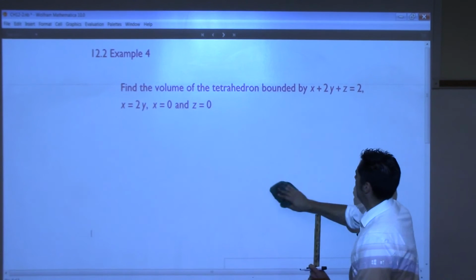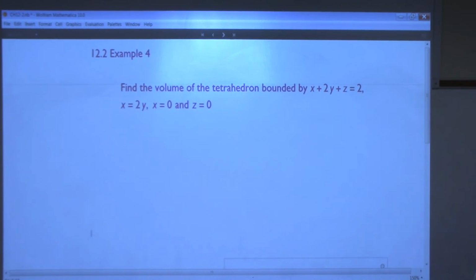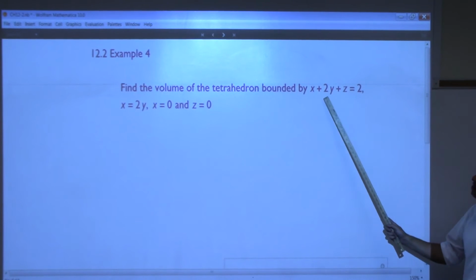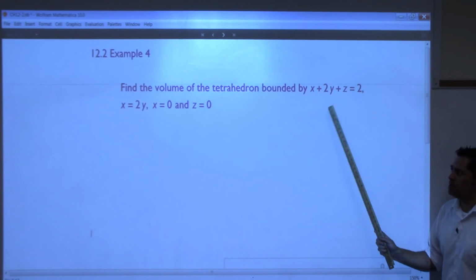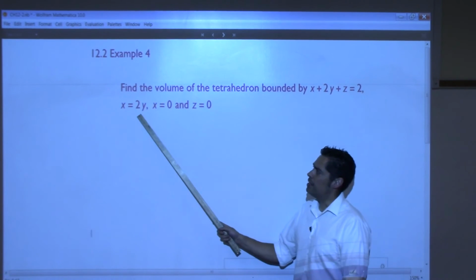So I have a tetrahedron that is formed or bounded by this, which if we graph this, this is a what? A plane in 3-dimensional space. What is this?